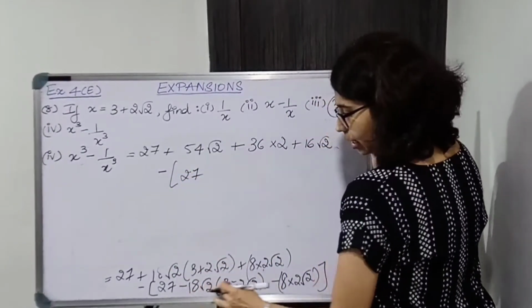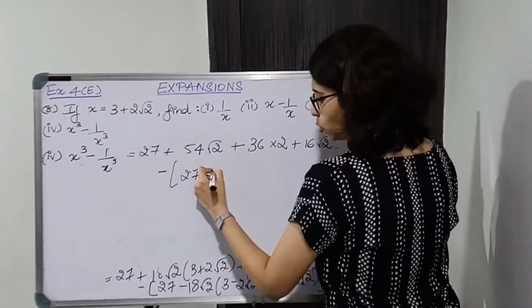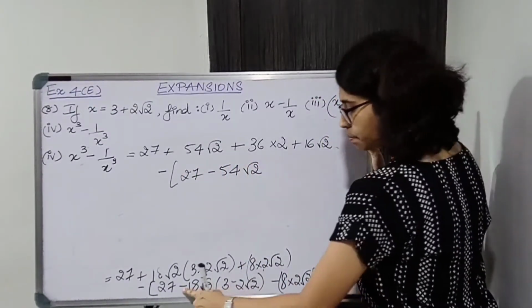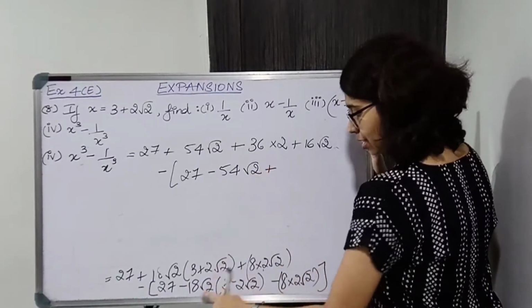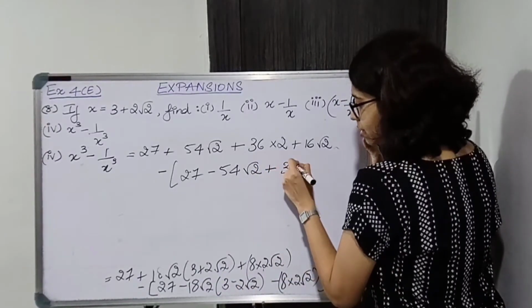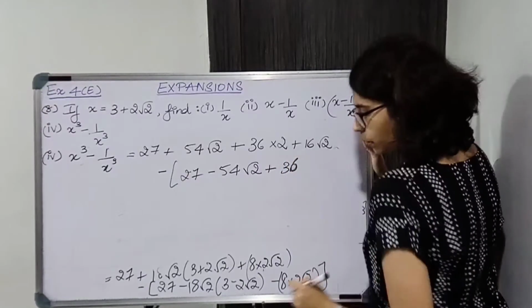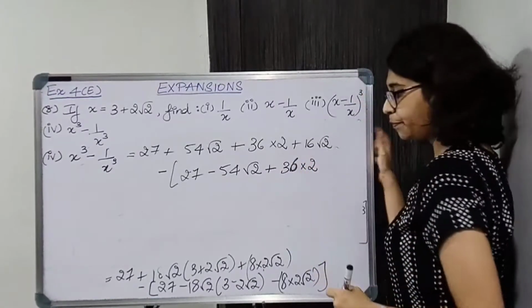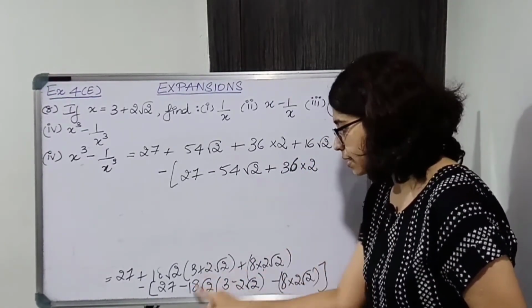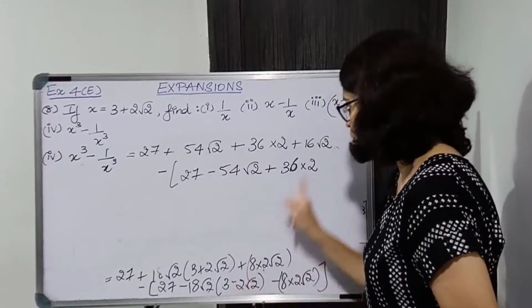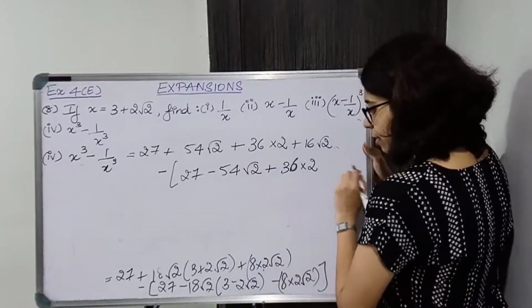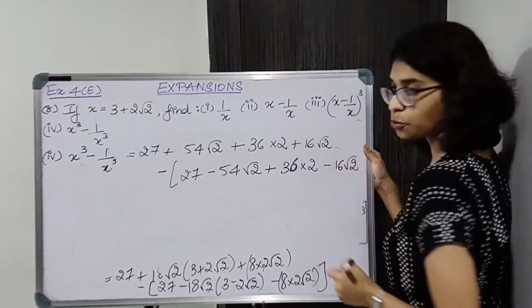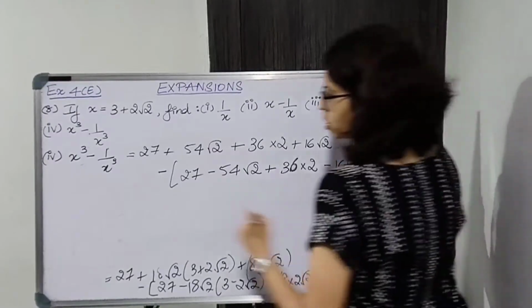27, 18 3s are 54 root 2, which will remain as it is. Minus into minus plus 18 2s are 36, and root 2 into root 2 will give 2. So minus into minus plus 18 into 2 is 36, and root 2 into root 2 is 2. Now minus 8 2s are 16 root 2. All right, close the brackets.